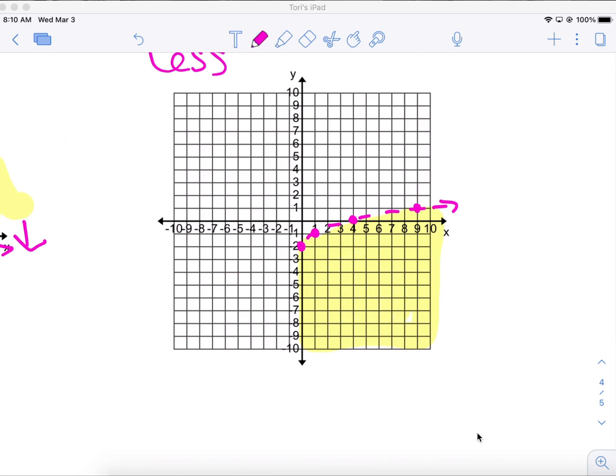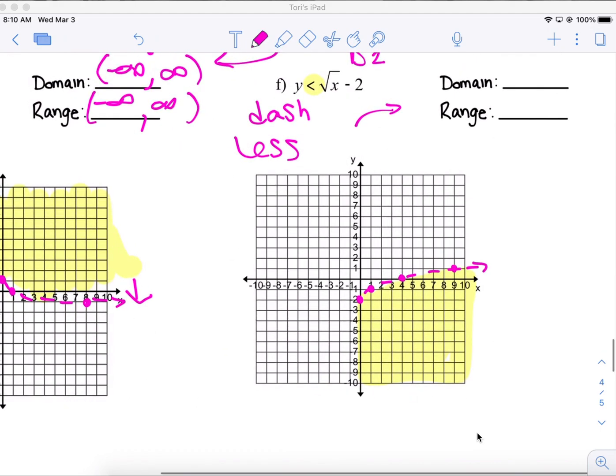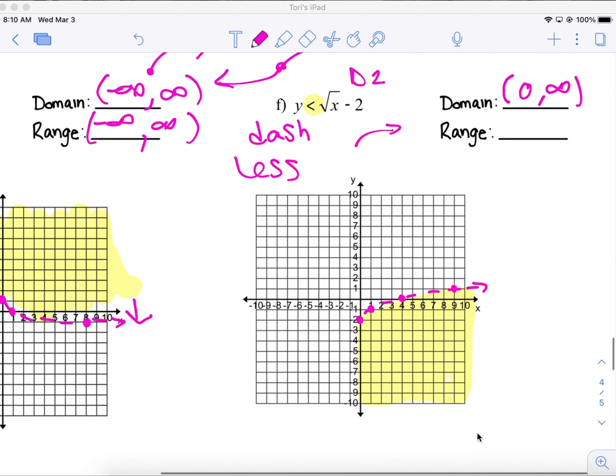All right, couple things are going to change on this. I don't get to use 0 to infinity with a closed bracket anymore. Because it's not equal to, I do not get to use a bracket. So this guy has to be a parenthesis. Also for the range, I do still get to go up to infinity. But now because I'm shaded lower, I actually get to go lower than the graph too. I get to go to negative infinity. Okay. I get to use all of the y's up and down forever.